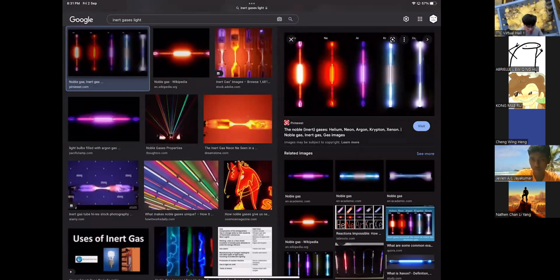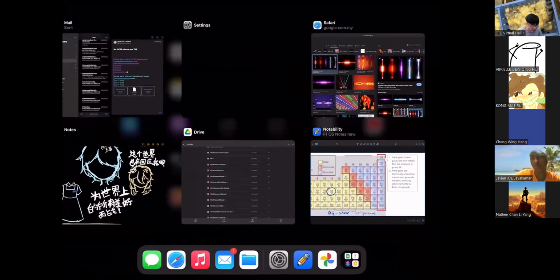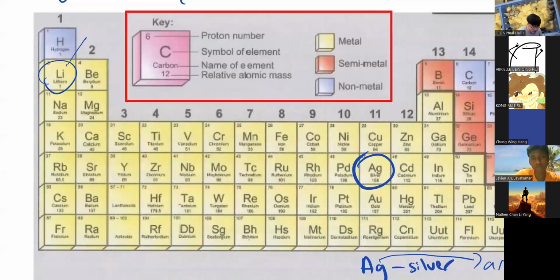Xenon, we used to use in car headlamps. If the car headlamp looks white, they are made from xenon. Very intriguing. So who says chemistry is boring? It's not. Chemistry is easy if you know how to break it down, which I've been teaching for more than 10 years. So you know chemistry is not that hard.